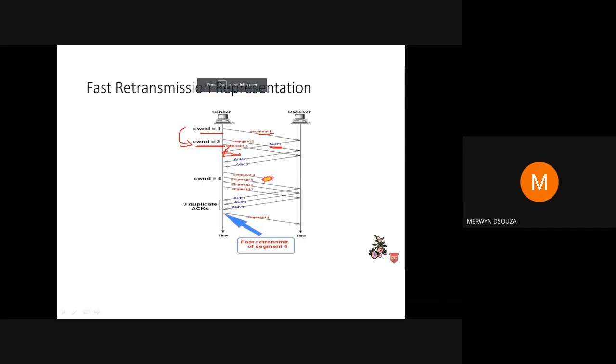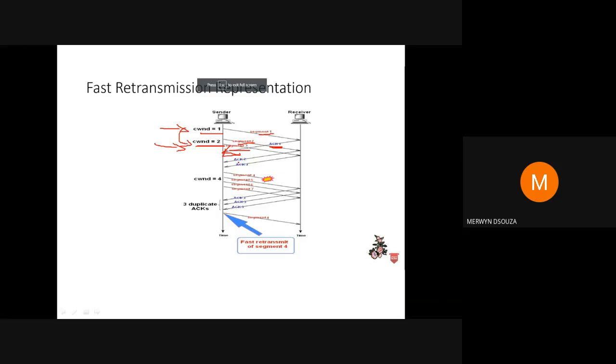You know how slow start works. So this is what is happening here: slow start. Initially, the congestion window is set equal to 1, then the congestion window is doubled. That means the sender can send two packets and wait for their acknowledgements to arrive. So the sender sends two segments, segment 2 and segment 3, and waits for the acknowledgements to come before the round trip timer expires.